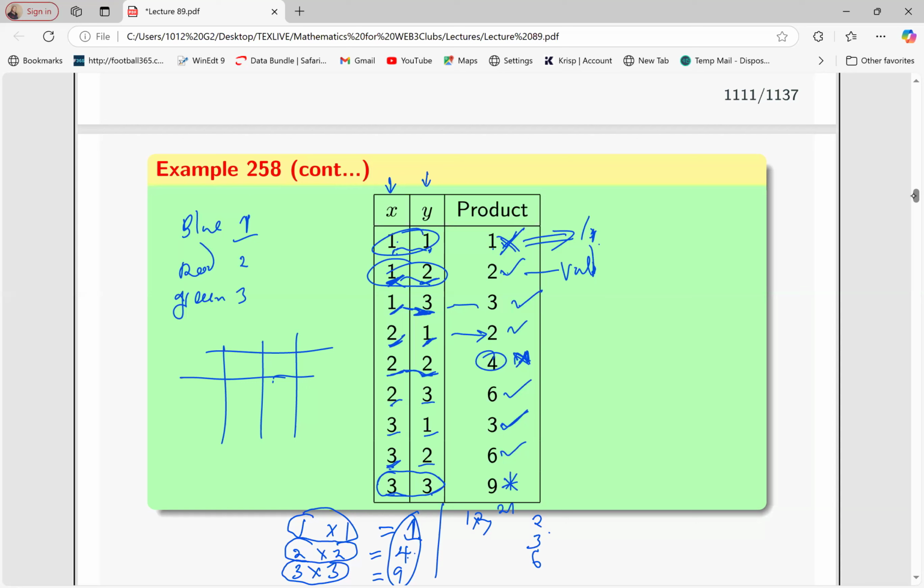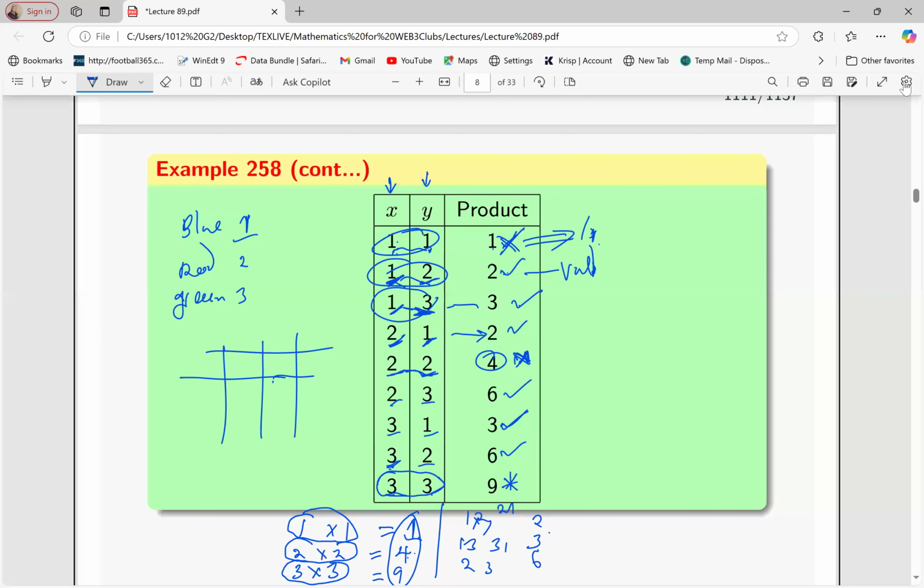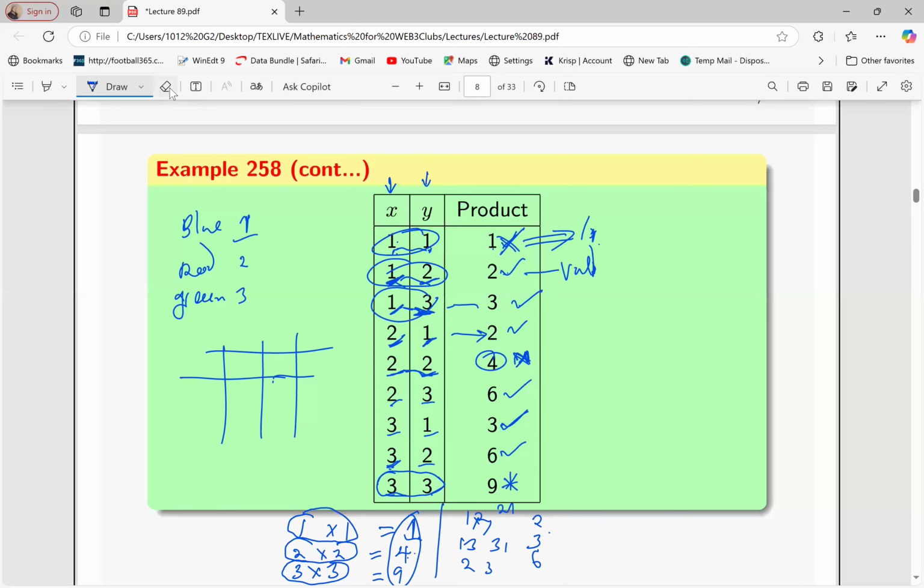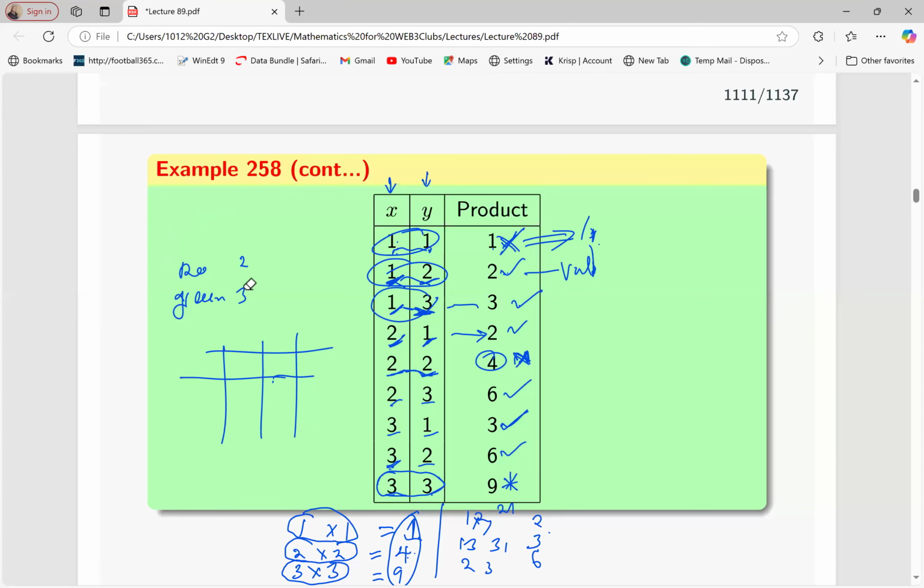3, the case of 1, 3, 1, 3, or 3, 1. And then a case of 2, 3, or 3, 2. So those are the only cases when you can now see from this table the cases when the colors are valid and when colors are invalid.